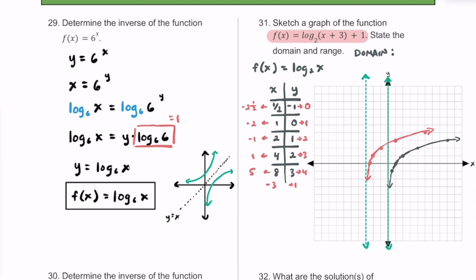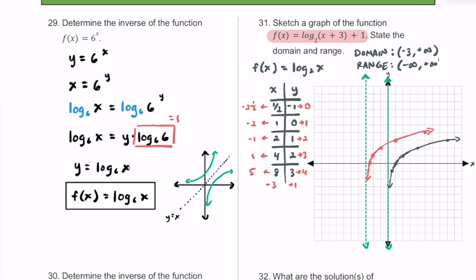Now, as for the domain, keep in mind that this function doesn't go to the left and right forever. On the left side, it's going to be blocked off by the value of -3, where that vertical asymptote is. It will go to the right forever, so it'll approach positive infinity. Now, as for the range, it's going to be all real numbers. It's going to go down forever and up forever.